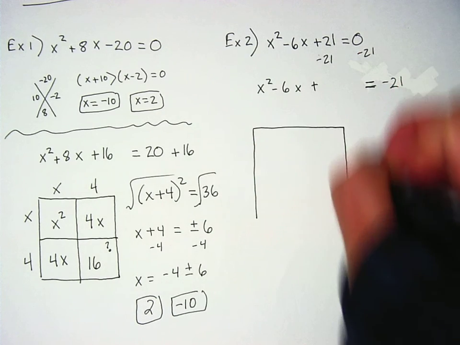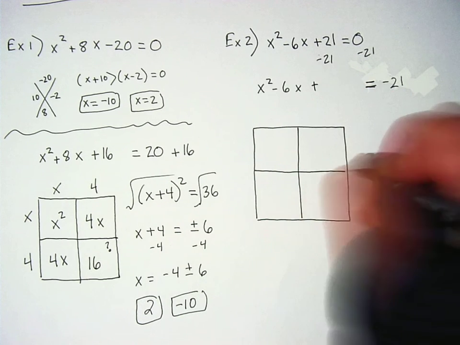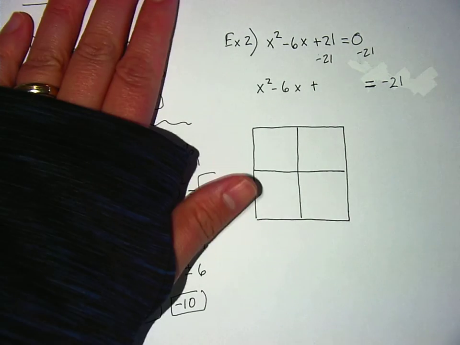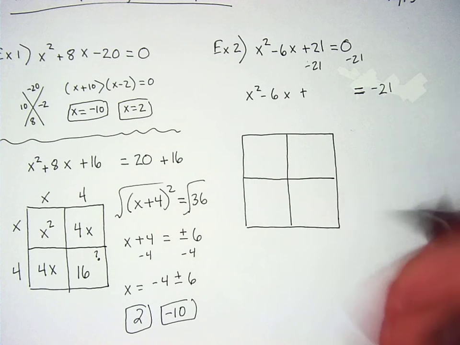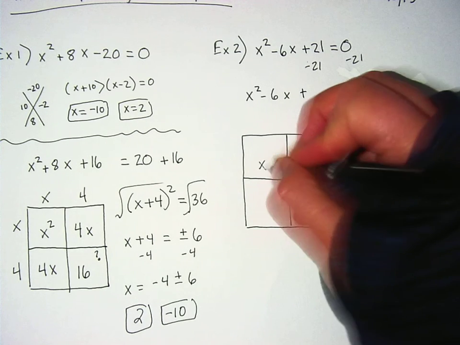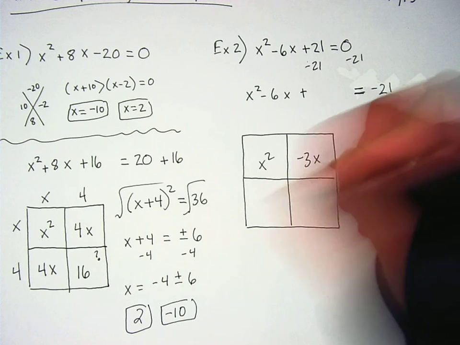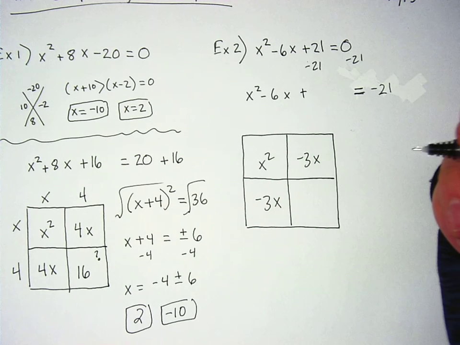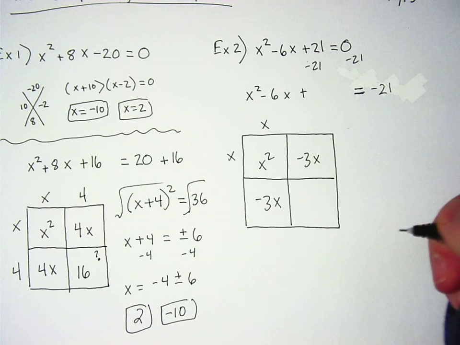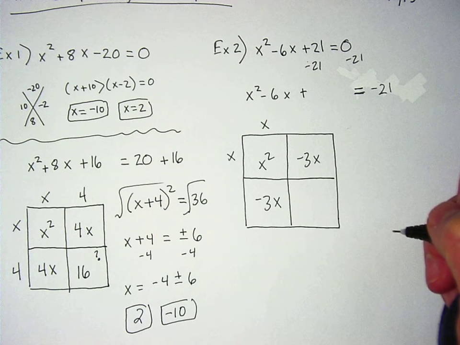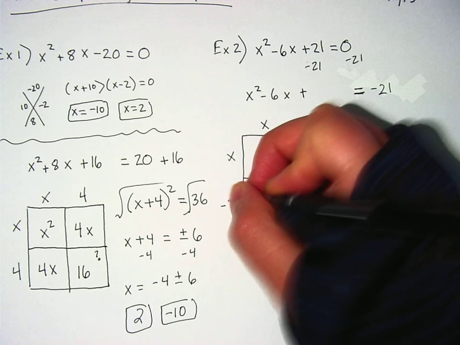Now I'm going to make the square. What goes in the square? Remember, we want it to be perfect. We want it to be the same on either side. What goes right here? X squared. And these two have to add up to negative 6x, so they need to be negative 3x, negative 3x. On the outside, this is x, this is x. I feel like I'm going a little too fast. Over here has to be negative 3 and negative 3.